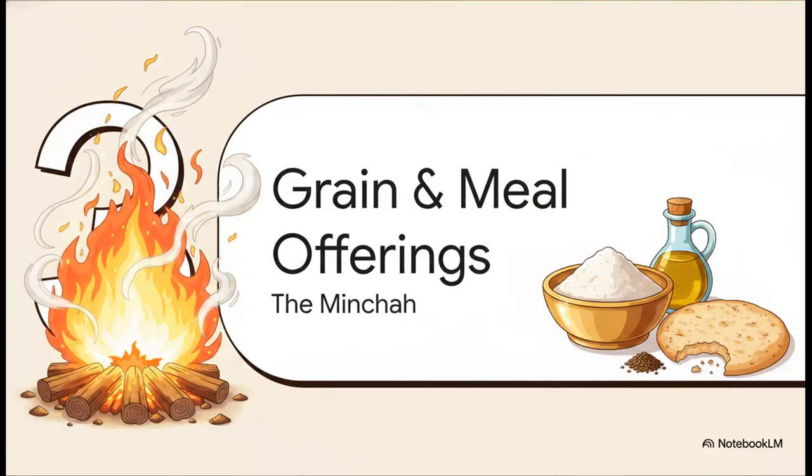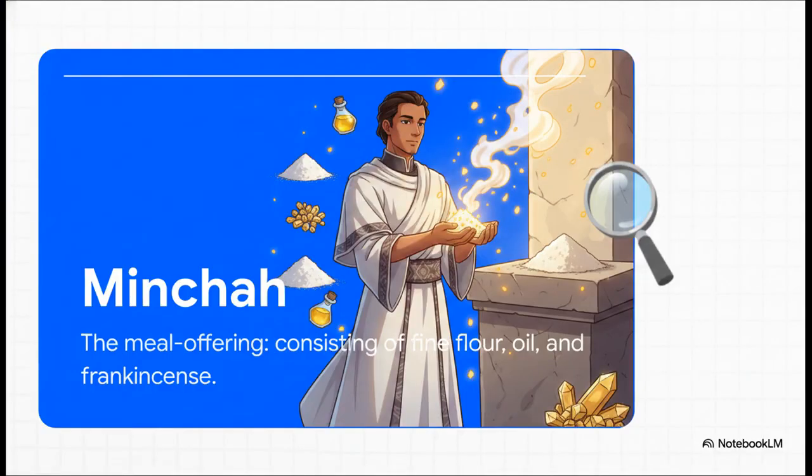Let's move on and see how this builds. Section 3, the grain and meal offerings. Now we're looking at the mincha. Unlike the olah we just talked about, which is an animal sacrifice, the mincha is a meal offering. It's an offering made up of fine flour, oil, and frankincense.